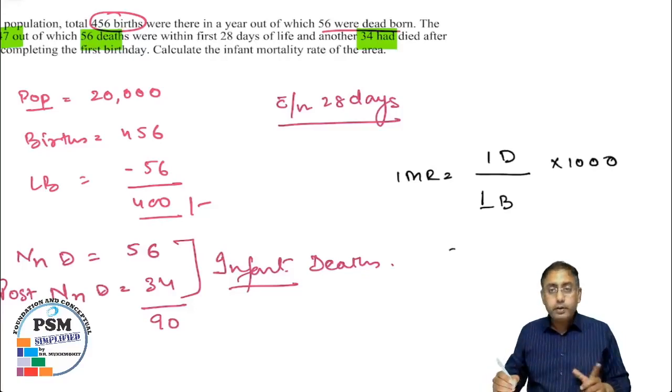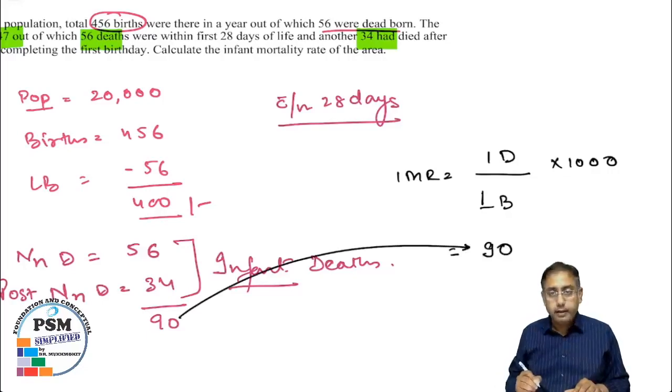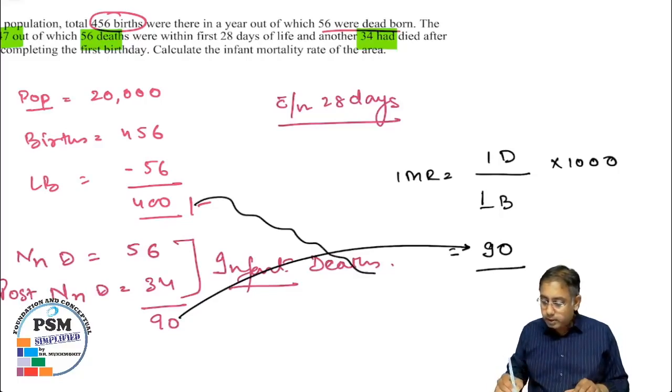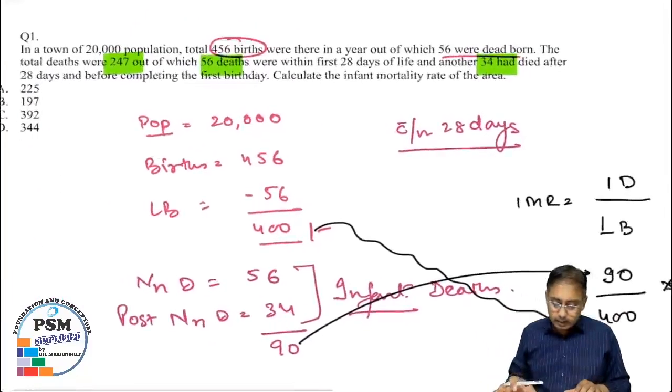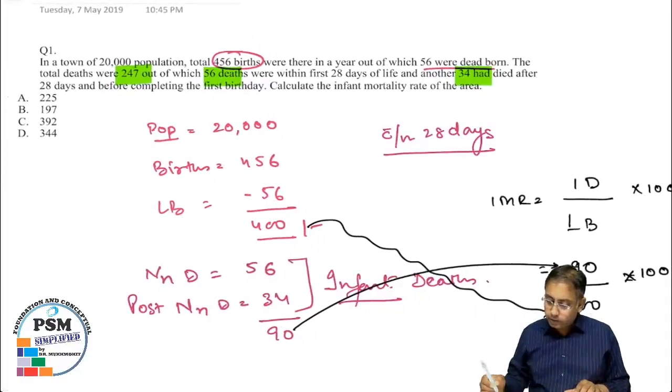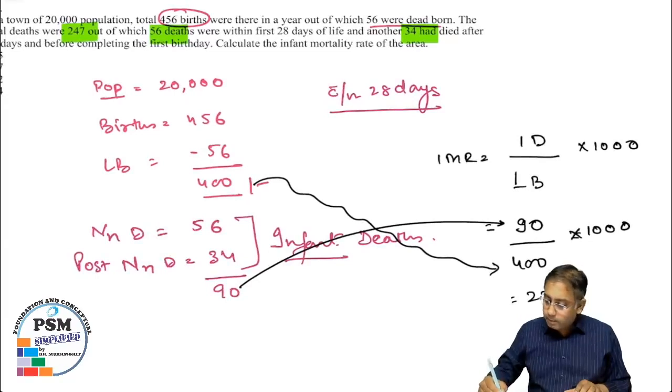We have seen the infant deaths are 90, and we have already calculated the live births in the area as 400. So 90 divided by 400 into 1000 will be my answer. The answer should be roughly around 200. I can see that there are two options, 225 and 197. The answer is 225 per 1000 live births.